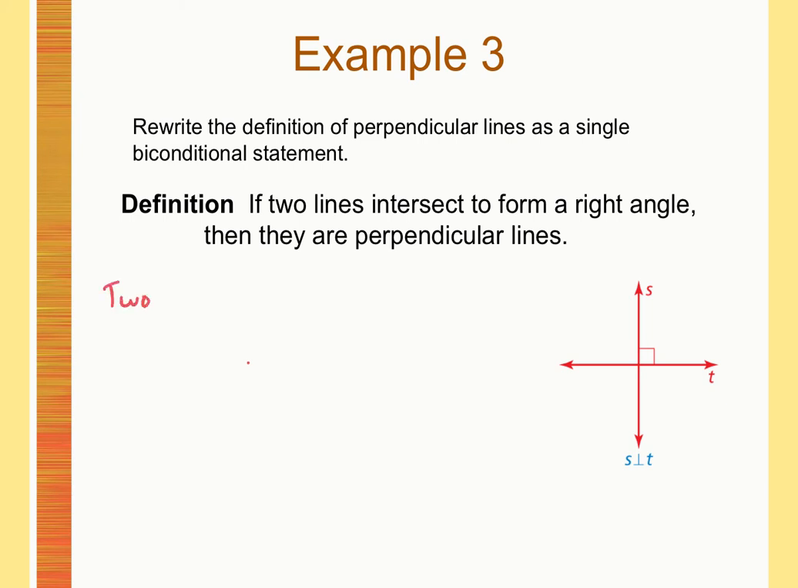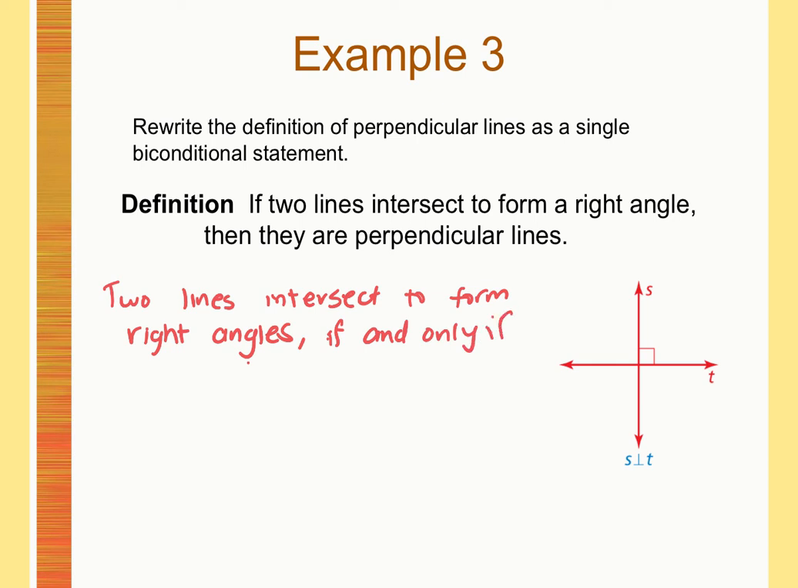So two lines intersect to form right angles if and only if they are perpendicular lines, which is that little symbol is perpendicular. So we take off the if, we take off the then, and we insert the if and only if where the then is. And then obviously make sense of it grammatically.